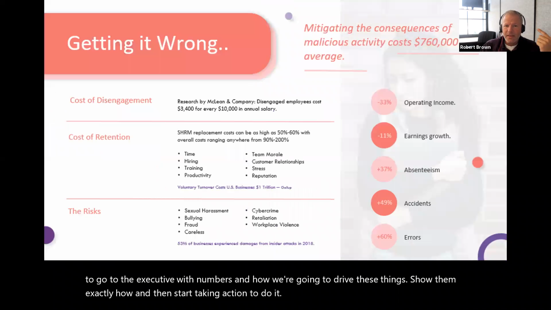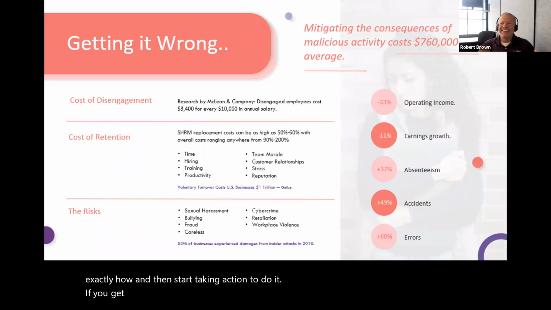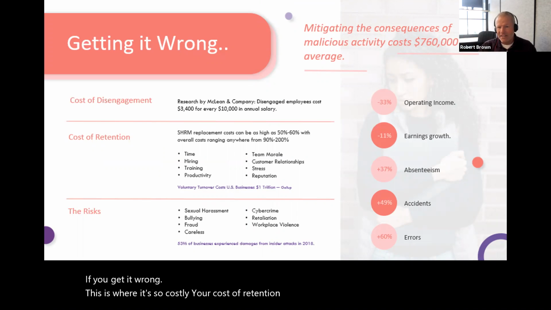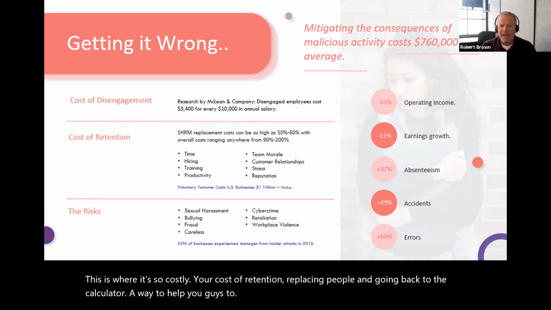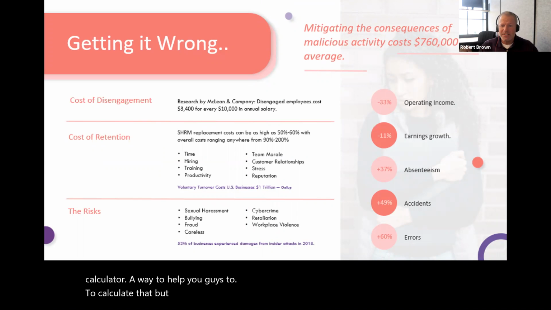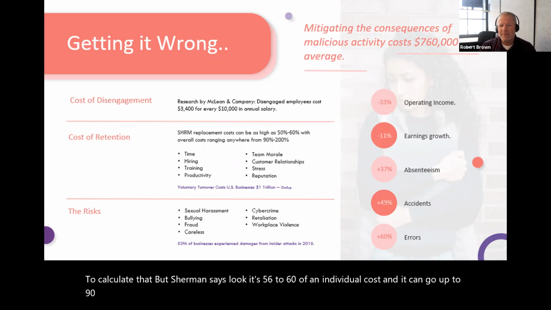Well, if you get it wrong, this is where it's so costly. Your cost of retention, replacing people, and going back to the calculator, a way to help you to calculate that. SHRM says it's 56 to 60% of an individual's cost, and it can go up to 90 or even 200%, depending on some industries where things are very technical, to lose people. The cost of that is phenomenal.